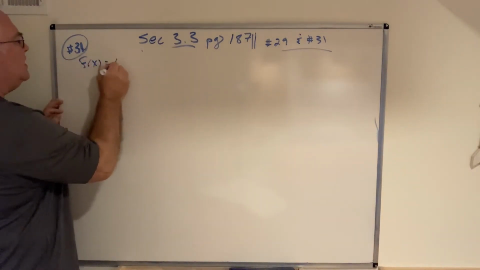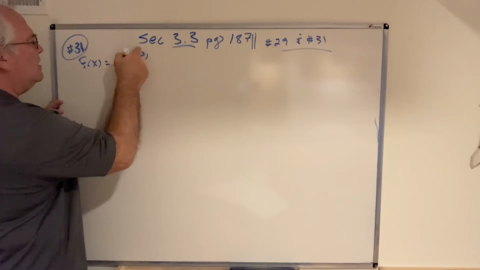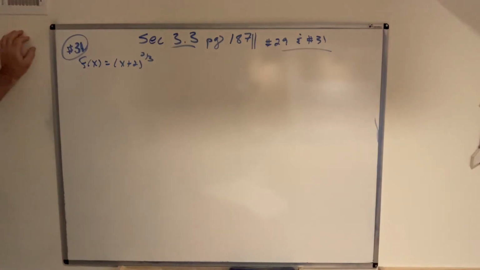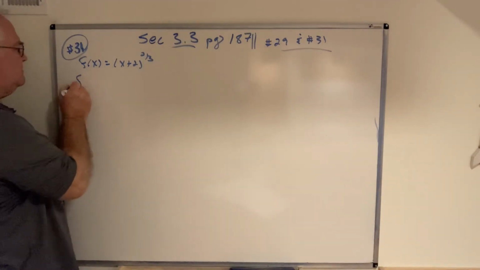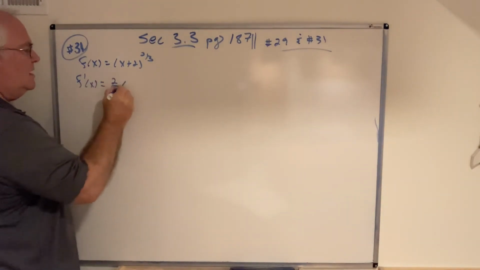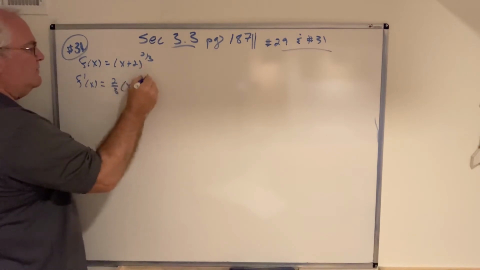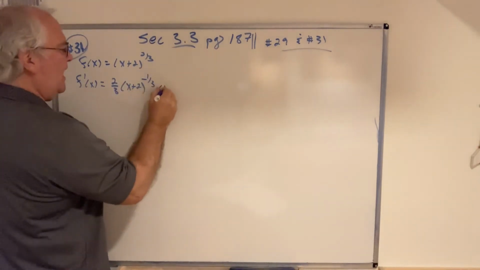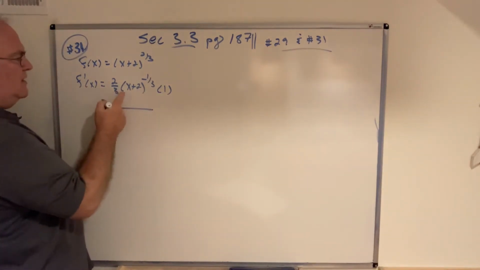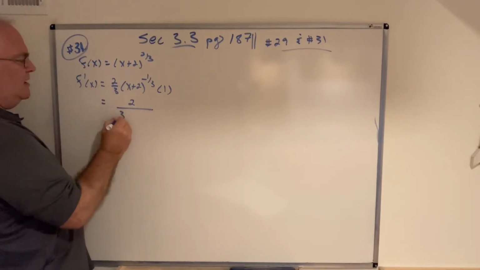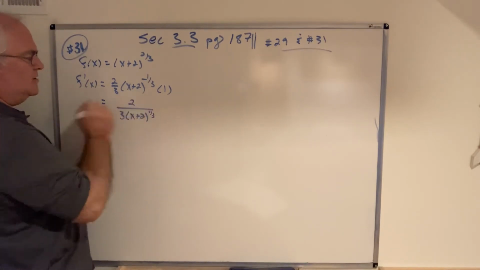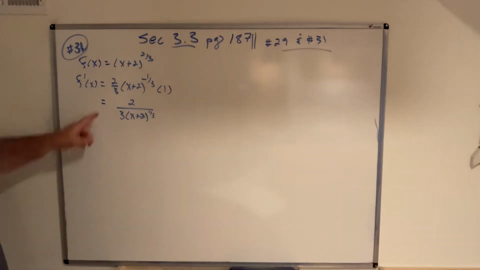f of x is (x plus 2) to the 2/3 power. And so we need the derivative. So this is the chain rule. So this is 2/3 times (x plus 2) to the -1/3 times the derivative of the inside, which is 1. And I'm going to rewrite that so it's a little more user-friendly. This is 2 in the numerator, 3 times (x plus 2) to the 1/3 in the denominator. There's a 1 in the numerator, but that's multiplied, so it vanishes. So that's the derivative.